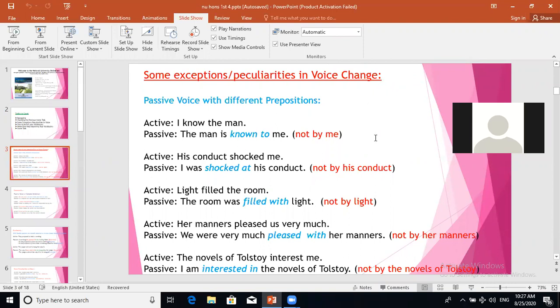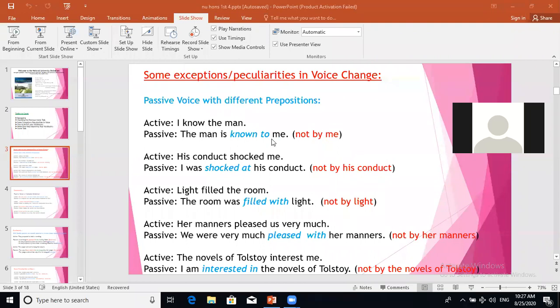Passive voice with different prepositions. You know, usually we use by with the verb in passive voice, but there are some verbs that don't take the preposition by, but take different prepositions. Look at these examples. There are some others you can learn from any good grammar book, but here are some examples. I know the man. The man is known to me. You see, the man is known to me, not by me. Not known by, it's known to.